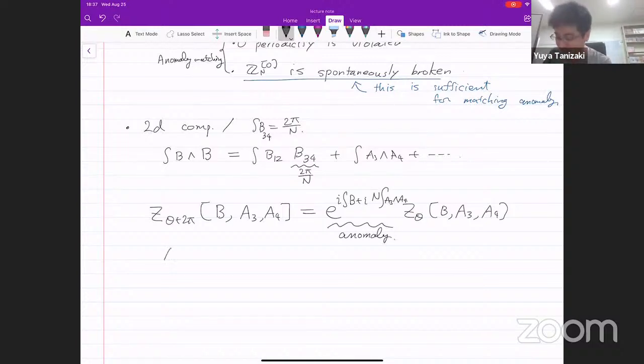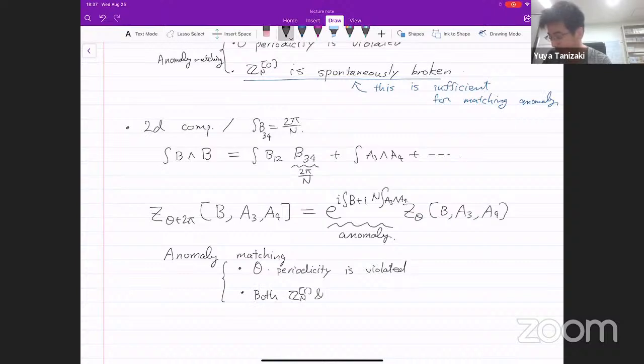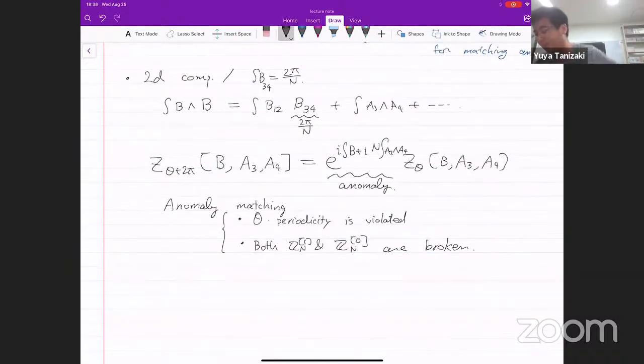And so in this case, anomaly matching claims that, again, it is okay that theta periodicity is violated, or both ZN one-form and ZN zero-form are broken. So the point is, now this theta periodicity has a mixed anomaly with ZN one-form, and also has an independent mixed anomaly with ZN zero-form symmetry. So if one of them is unbroken, then theta periodicity must be fractionalized. So that is the point.